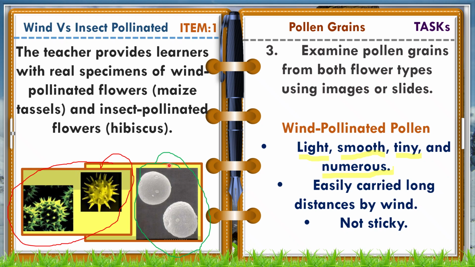So the wind-pollinated pollens are smooth, light, tiny, and they are numerous, easily carried along distances by wind. Because they are light, tiny, and smooth, they can easily be carried long distances by wind. And in addition to that, they are not sticky. Because they are smooth, they can't stick on anything.